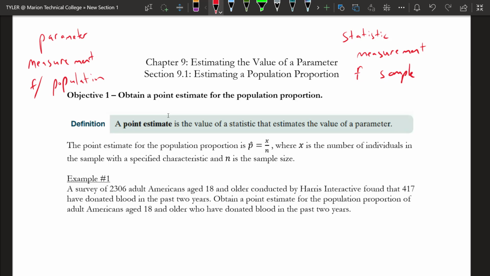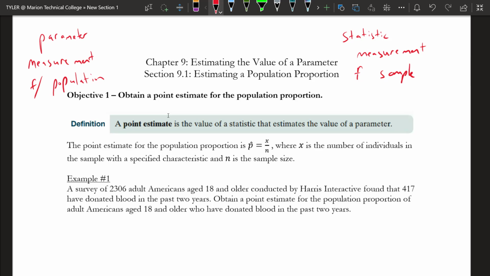But trying to get that measurement is often really difficult, maybe too difficult. It could be really time consuming, really hard, really expensive. For example, if my population was Marion Tech math students and I wanted to send a survey out to all the students, it's likely that I'm not going to get a 100% response rate. So it's not practical to necessarily get a parameter, a measurement of the population.